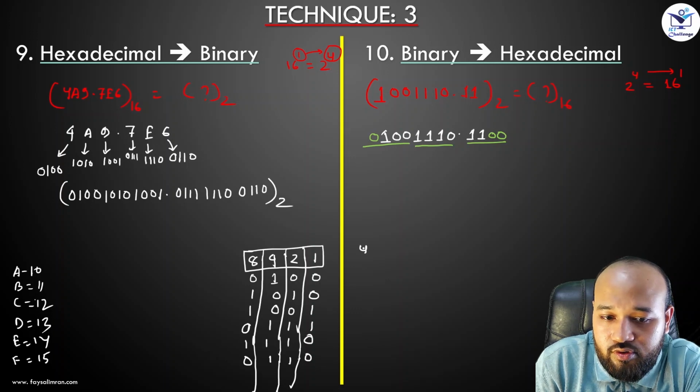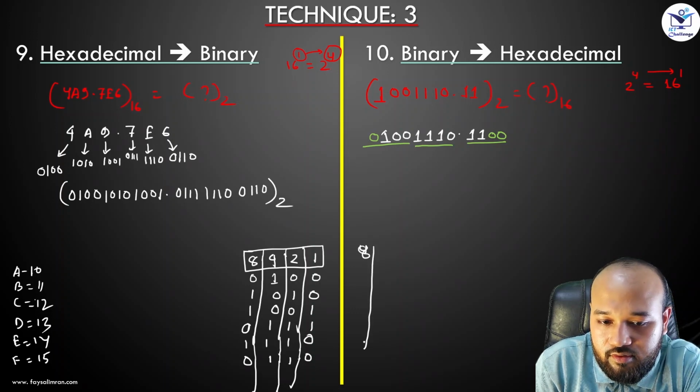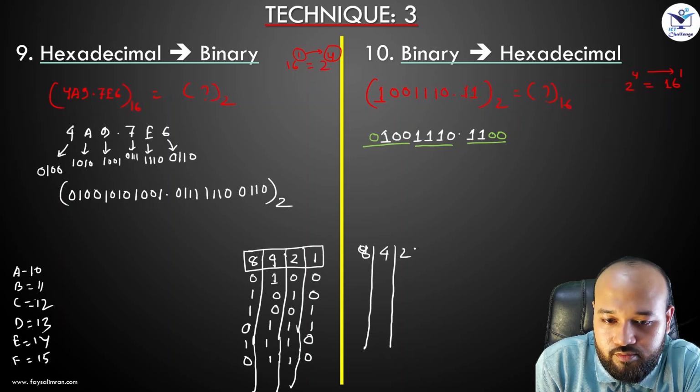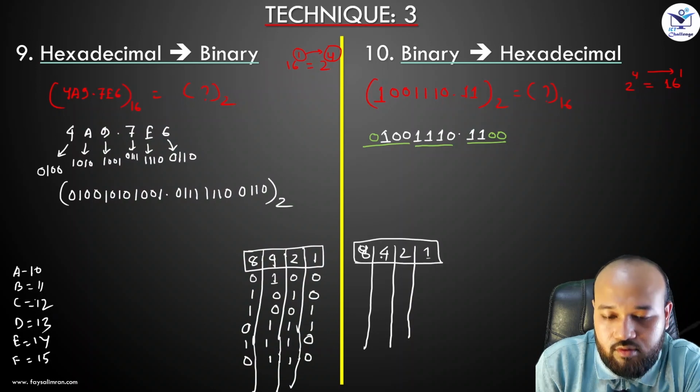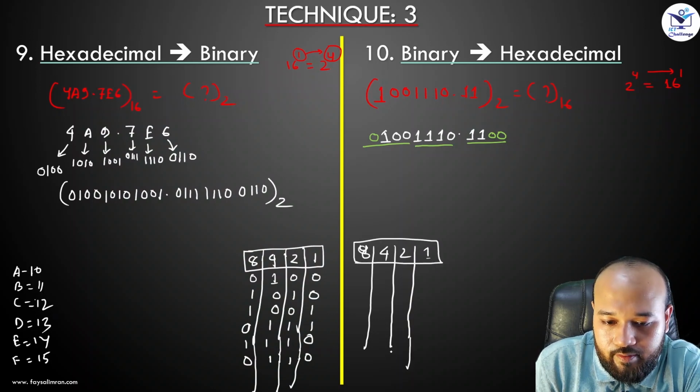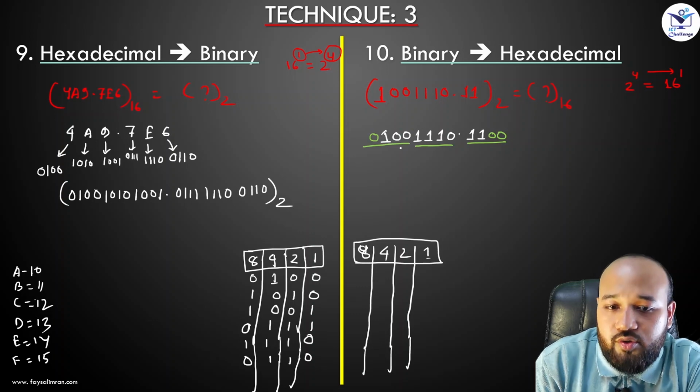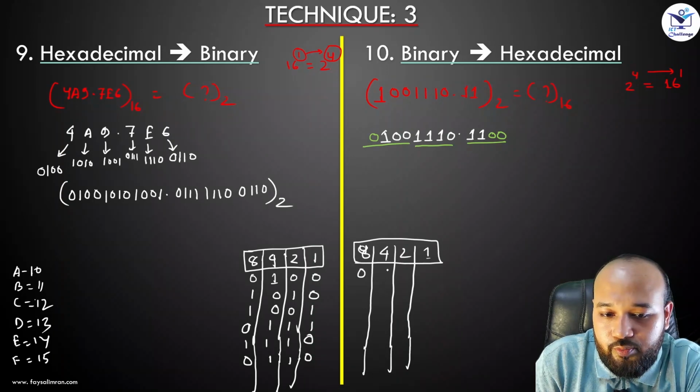So 8, 4, 2, and 1. So here 0100, we put here this value 0100, we'll get only 4 for this binary part. We write here 4.